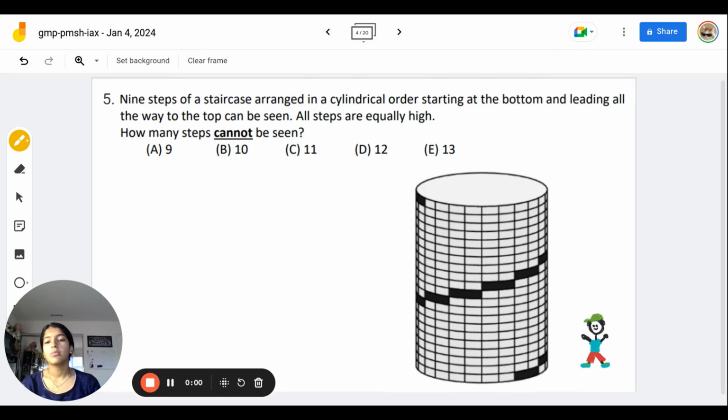Thank you. Problem number 5. 9 steps of a staircase arranged in a cylindrical order starting from the bottom and leading all the way to the top can be seen. All the steps are equally high. How many steps cannot be seen? So for this problem, I'm going to need help. So I have called my friend Bob to help me out. This is Bob.